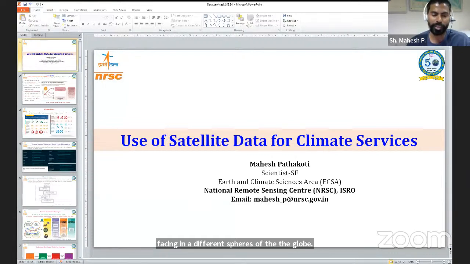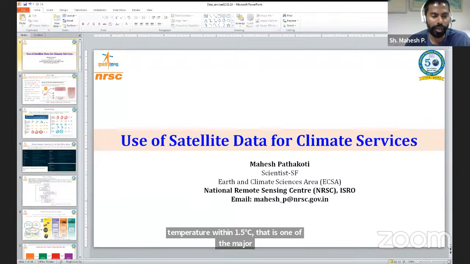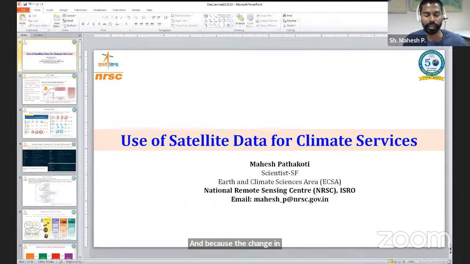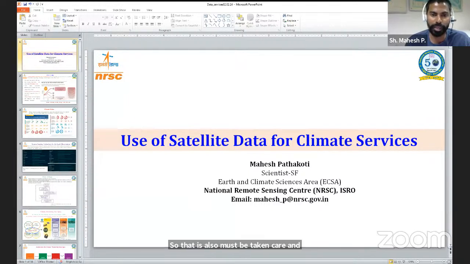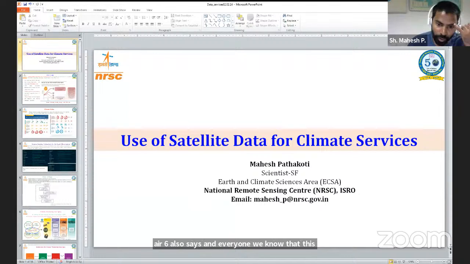As part of the summarization of the AR6 report, the removal of carbon is the main goal for different countries which contribute more emissions by burning fossil fuels, to keep the temperature within 1.5 degrees Celsius, which is one of the major agendas of the summary report. Because climate change is hugely linked with the economy, as the climate crisis increases, it will have a huge impact on the economy. That must also be taken care of, and mitigation and adaptation strategies planned. That is what AR6 also says. And we know that the Representative Concentration Pathways, RCPs, give different emission tracking scenarios.